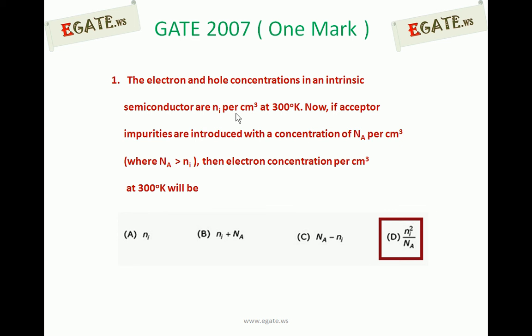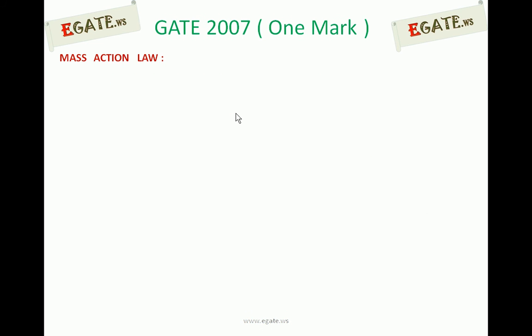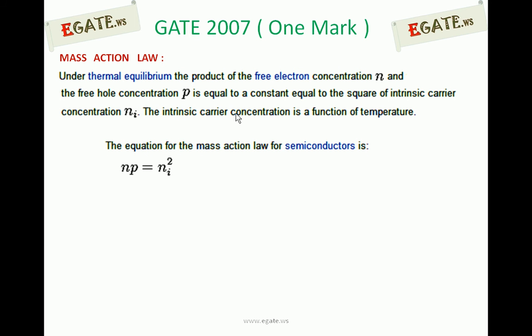So this question is about a p-type semiconductor with majority carriers as Na, and we are going to calculate the minority carriers, that is the electron concentration. This can be calculated by using the mass action law. Mass action law states that under thermal equilibrium, the product of free electron concentration and free hole concentration is equal to a constant, which is the square of the intrinsic carrier concentration.